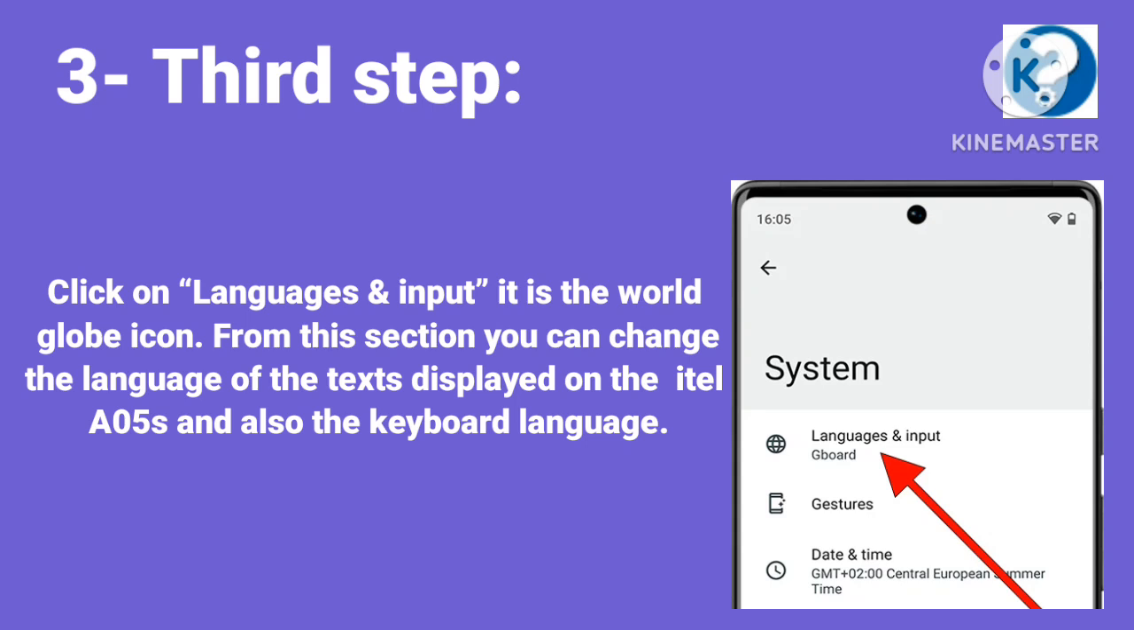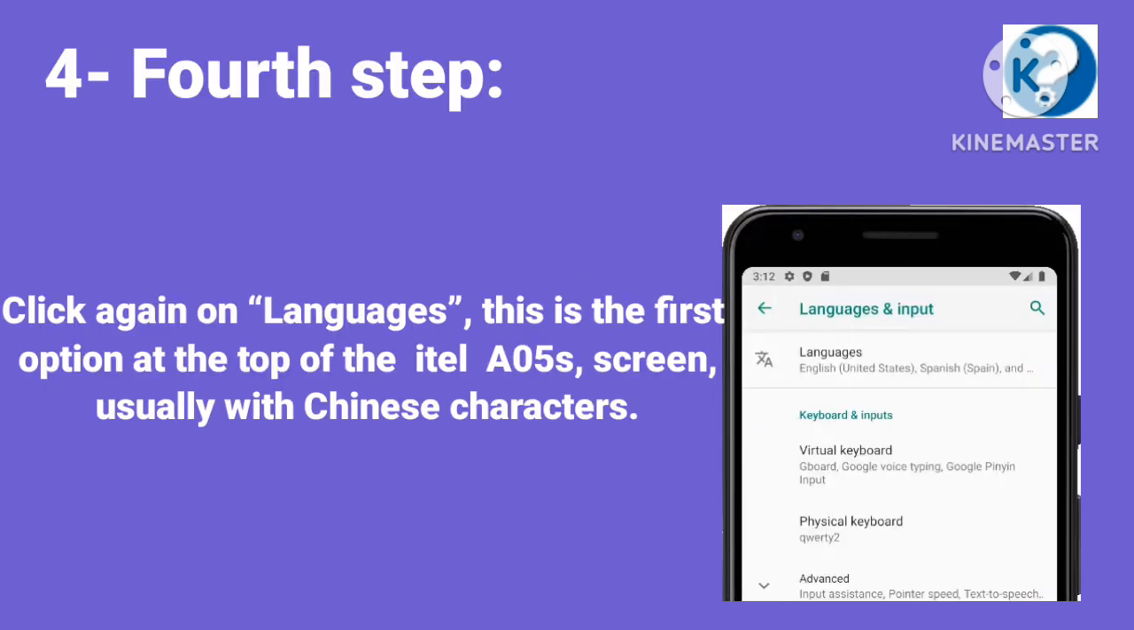From this section you can change the language of the texts displayed on the itel A05s and also the keyboard language. Fourth step. Click again on Languages. This is the first option at the top of the itel A05s screen, usually with Chinese characters.